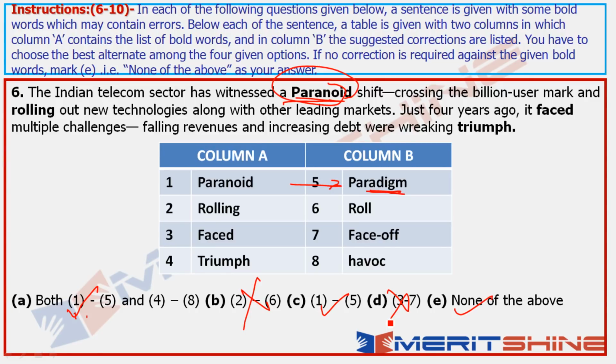Now, "and rolling out new technologies," it's perfectly fine. Rolling out new technologies, just 4 years ago it faced multiple challenges, perfectly fine. Falling revenues and increasing debt. Now these were negative. Reaping triumph is positive. These negatives cannot have a positive out here. So what is the option here? Havoc. Now havoc is something that can replace. So 4 8. So 1 5 4 8, A is the answer. Clear? So 1 5 4 8, this becomes the answer.